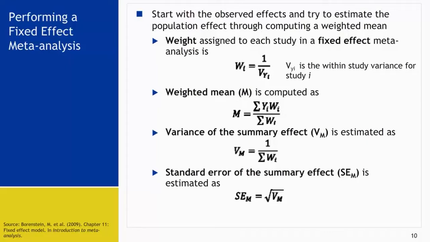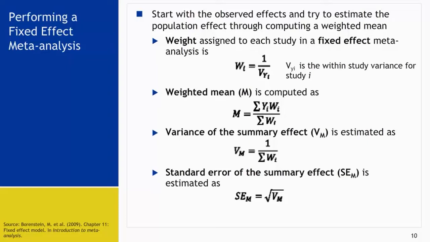So that's your numerator. You do the same for your denominator, and that's how you compute the weighted mean. Getting a weighted mean is not sufficient because we also want to know how precise that weighted mean is. That's why you need to get the variance for the summary effect, which is the third equation on our slide. So the variance for the summary effect, the weighted mean, equals 1 over the summation of weight i.